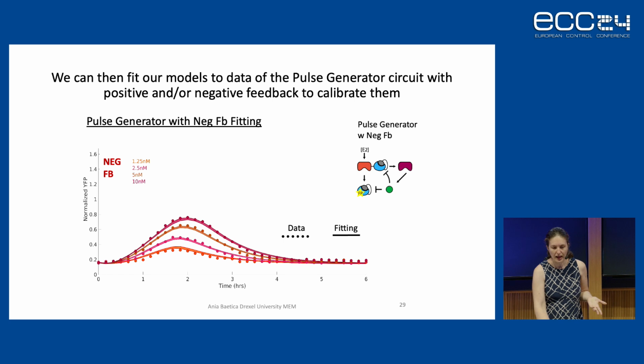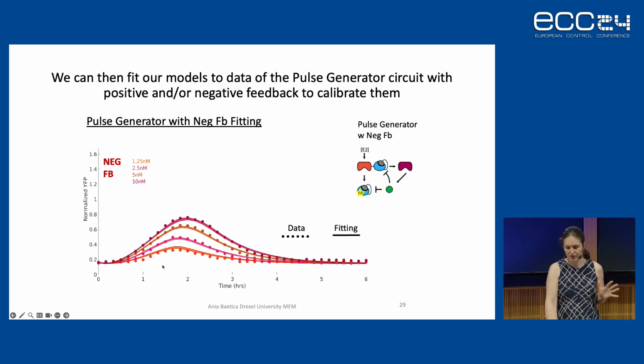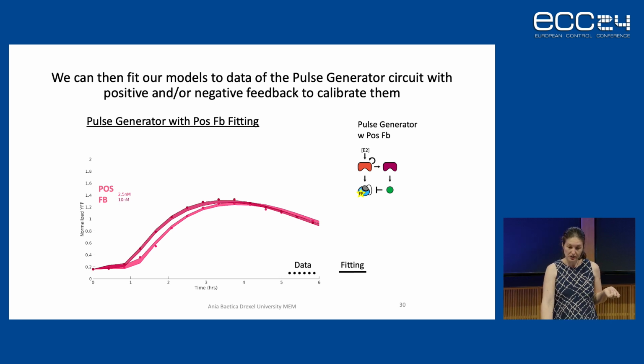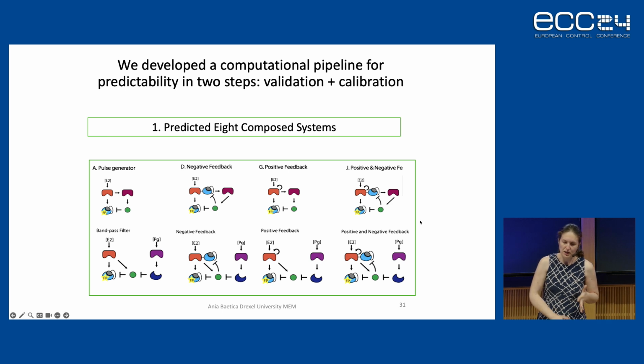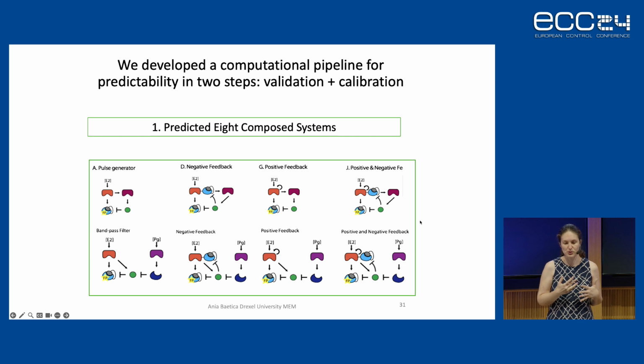So here we have another model refinement slide where basically we're refining the model by fitting it to the data of the pulse generator with negative feedback. And then the same thing for the pulse generator with positive feedback. So using these further refined models, we can actually combine them together in a computation pipeline for predictability made up of 2 steps.